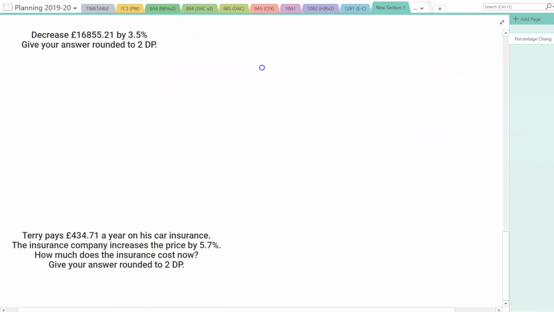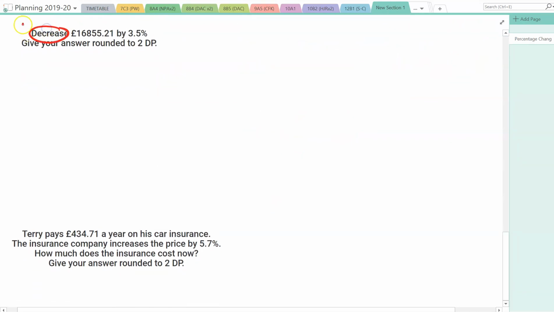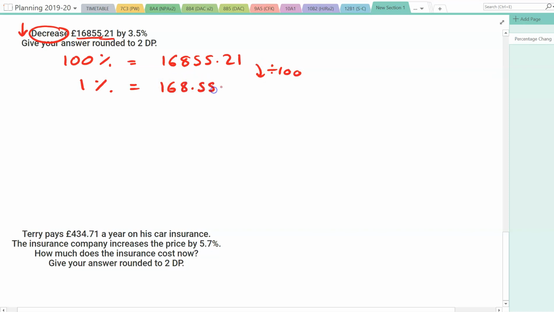Right, next one. It's another decrease, so our number is going to go down from that value by 3.5%. Again, write it as pounds and pence. So we know that 100% is 16855.21. So 1% will be that divided by 100. So that's 168.5521. So 3.5% is 3.5 lots of that.